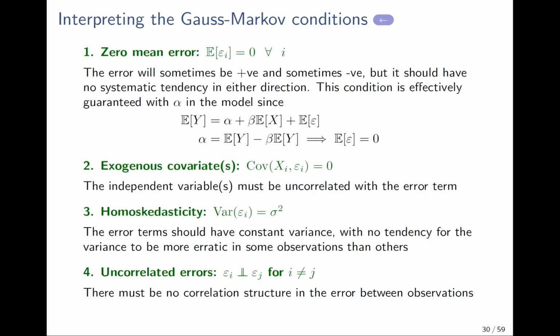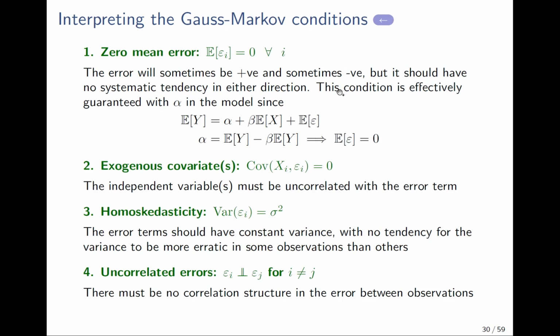But what the first Gauss-Markov condition is saying is it shouldn't have a systematic tendency in either direction, because of course if it did, that would mean that there was something systematic in the error term, something that's a non-zero quantity, and that we don't want that. We want an error term that's random noise.